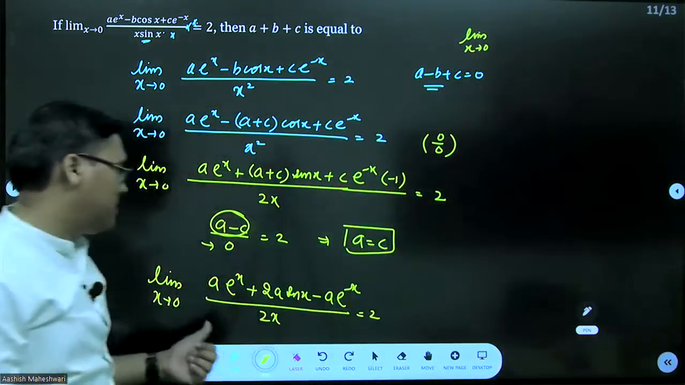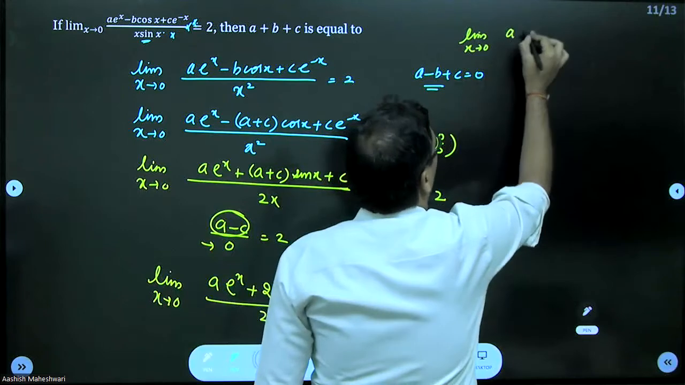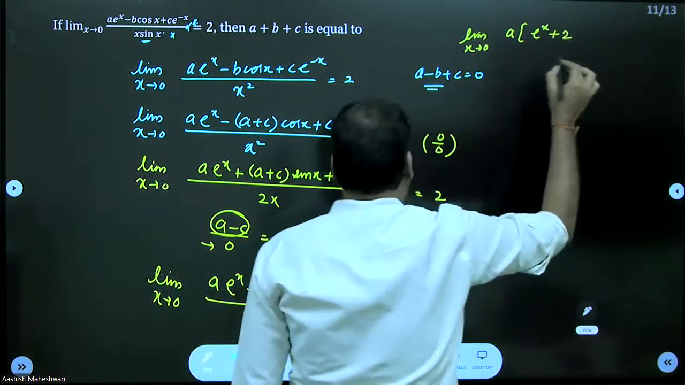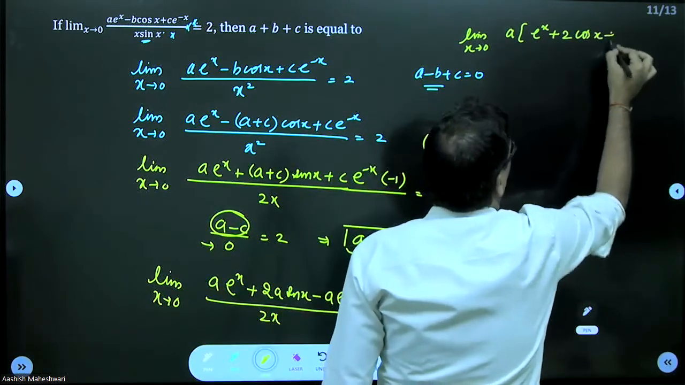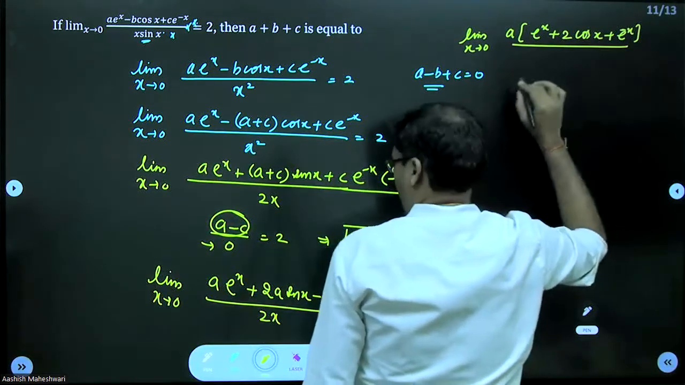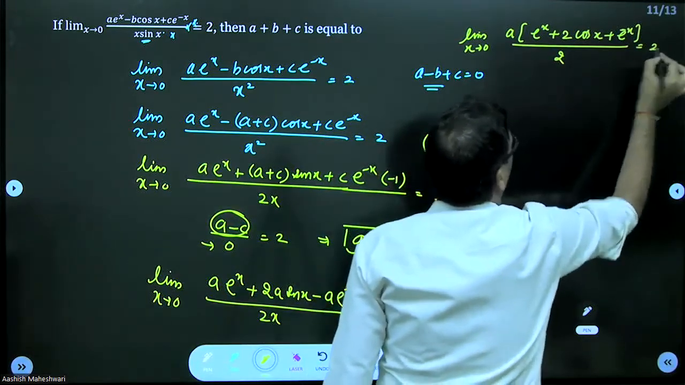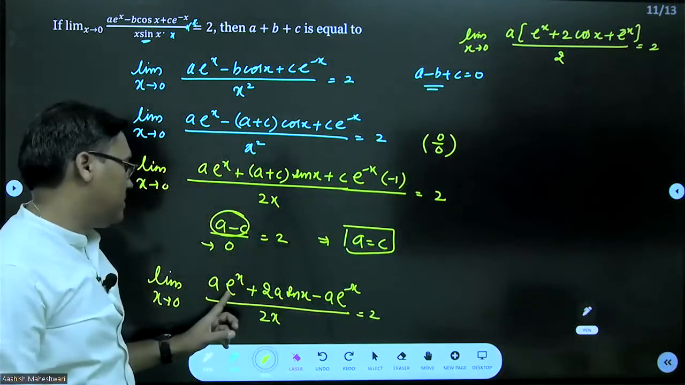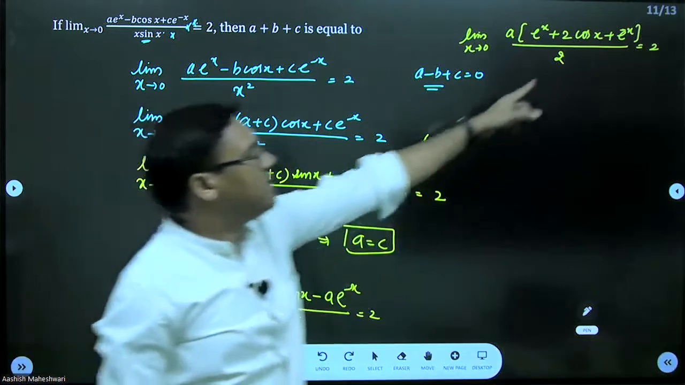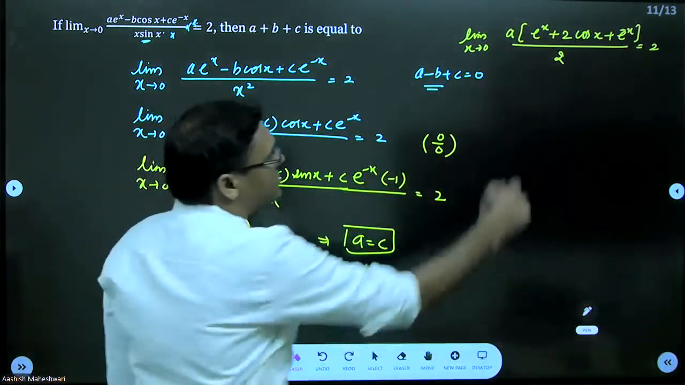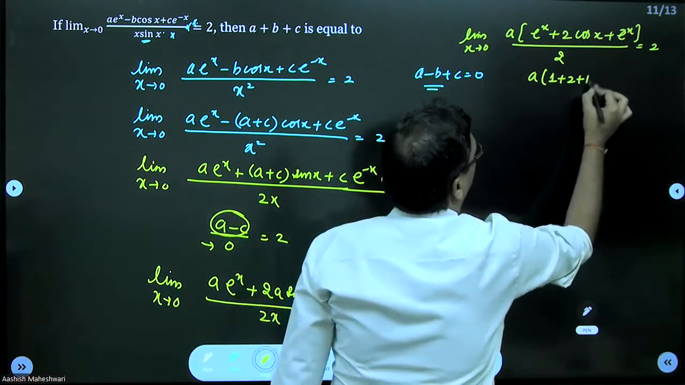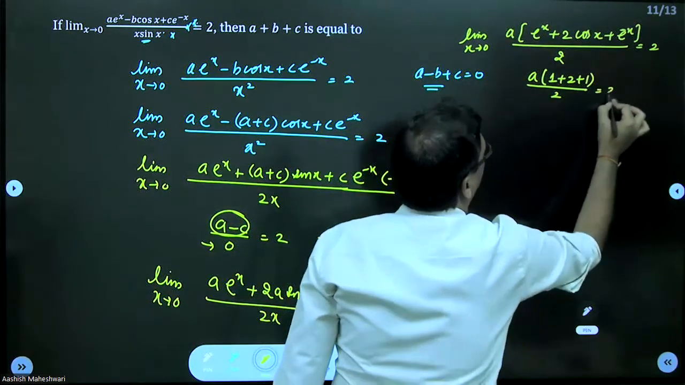Now I apply L'Hopital again here. You can clearly see, taking a common, e to the power x plus 2 cos x, and plus e to the power minus x, divided by 2, and this should be equal to 2. I differentiated it, check it. This is e to the power x plus 2 cos x, and minus minus becomes plus, this is e to the power minus x. Now as x approaches 0, you can see this is a times 1 plus 2 plus 1, divided by 2, is equal to 2.